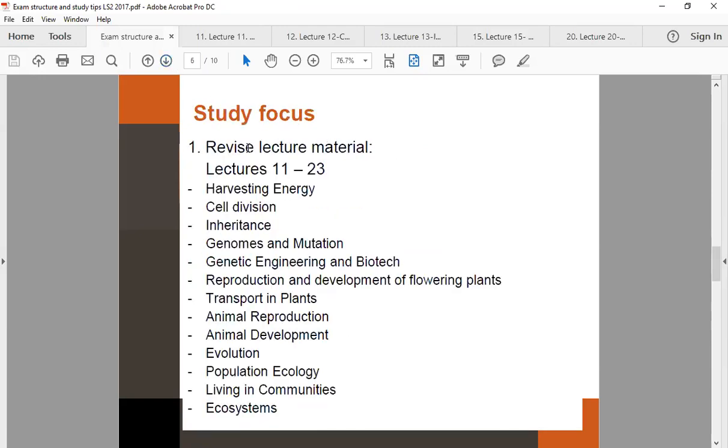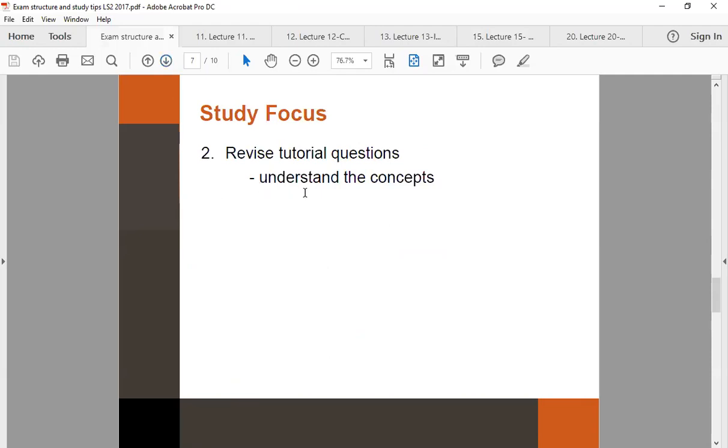Okay, make sure you revise all your lecture material. Final exam will cover lectures from lecture 11 through to lecture 23, our final lecture. In other words, from harvesting energy, which is lecture 11, through to our final ecosystems lecture. Okay, 11 to 23. Okay, tutorial questions. I don't need to remind you how important these are, particularly for those multiple choice and true and false questions.